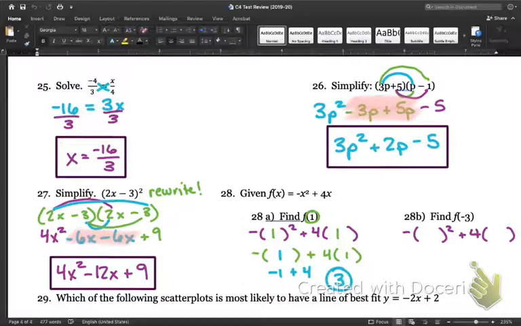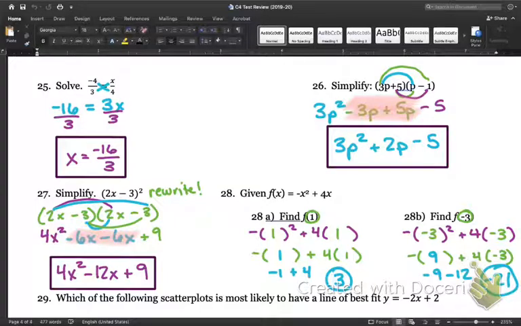28b, this is telling me plug in negative 3 into those open parentheses. Once again, we need to do the exponent first. So that negative is still on the outside, but negative 3 to the second power is positive 9. So now we just multiply. Negative 1 times 9 is negative 9, and 4 times negative 3 is negative 12. We have subtraction, which gets us negative 21.